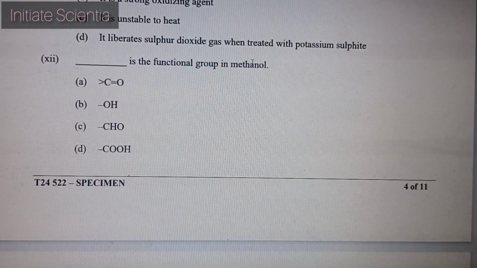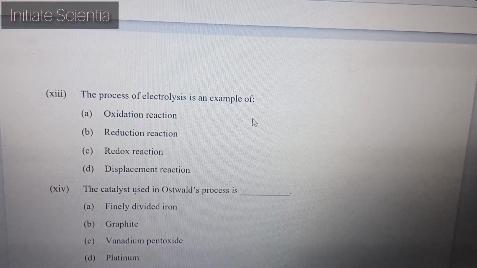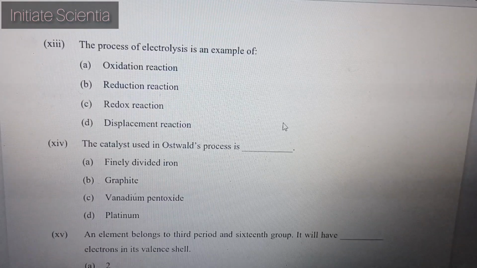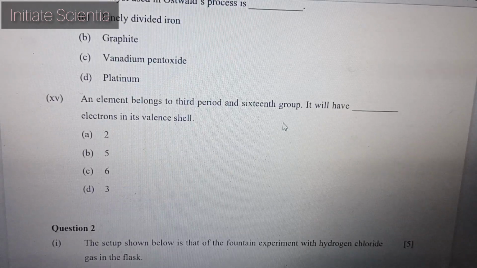Dash is the functional group in methanol. OH. Next question. The process of electrolysis is an example of redox reactions. The catalyst used in Ostwald's process is platinum. An element belongs to the third period and 16th group. It will have dash electrons in its valence shell. 6.